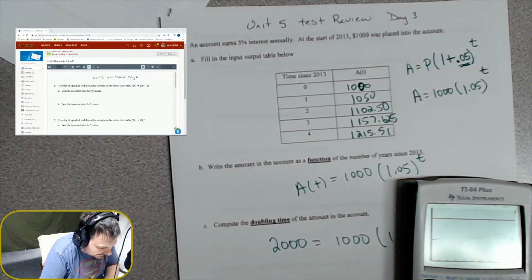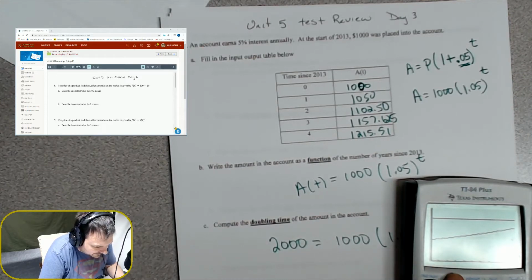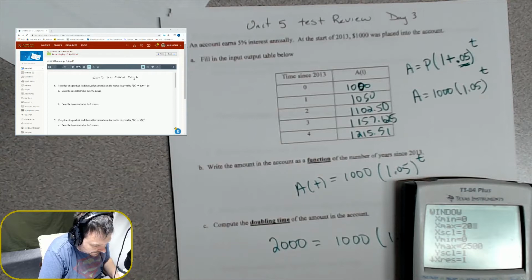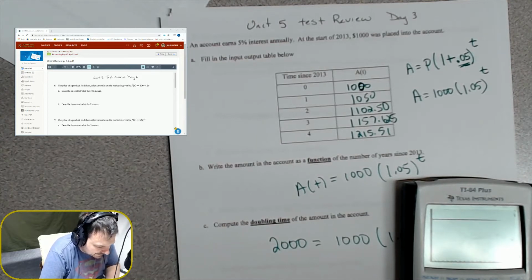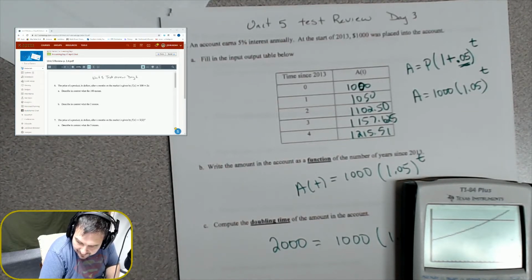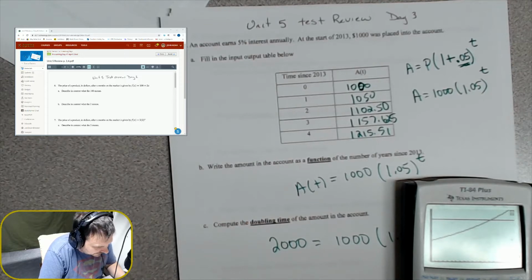There's the horizontal line, there's 2,000. Here comes the exponential growth. And, more than 10 years. So you go back to your window, and let's make it 20. Let's see what happens. Horizontal line, and let's see what we got. There's the intersection. That seems like the easiest. Second calc, find the intersection. Remember, we did this hundreds of times.